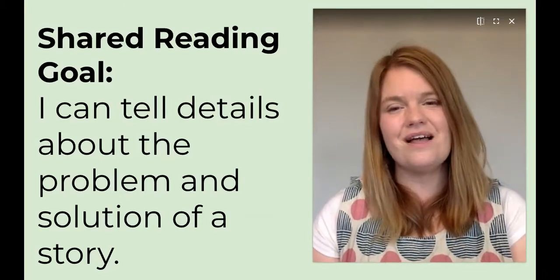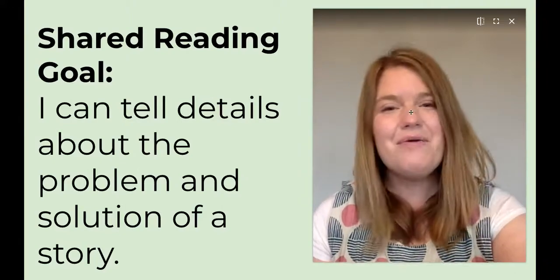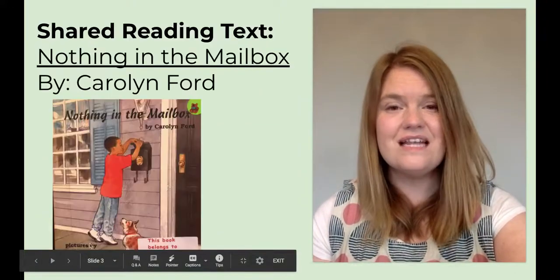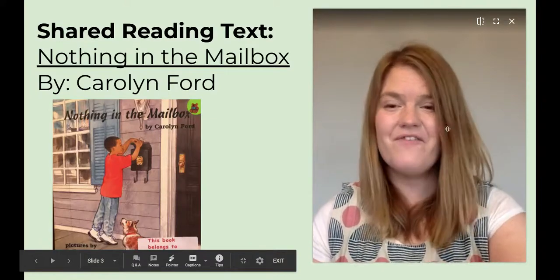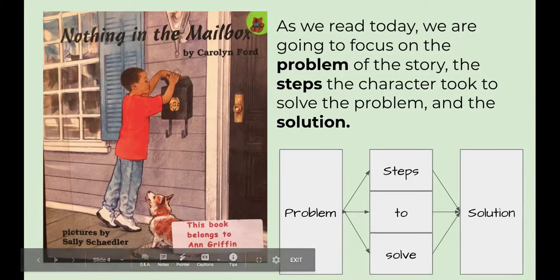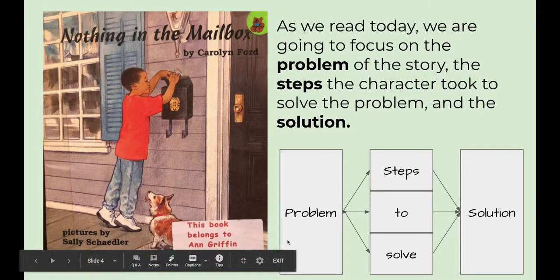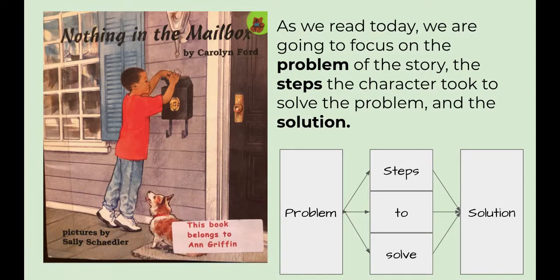Today's shared reading goal is I can tell details about the problem and solution of a story. Our shared reading text this week is Nothing in the Mailbox by Carolyn Ford. As we read today, we are going to focus on the problem of the story, the steps the character took to solve the problem, and the solution. This is our thinking map that we're going to use today. It says problem, steps to solve, and solution. And as we find these different elements of our story, we will add them to this chart.